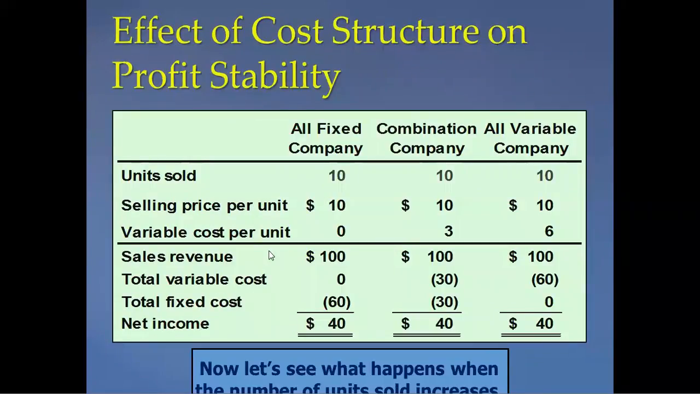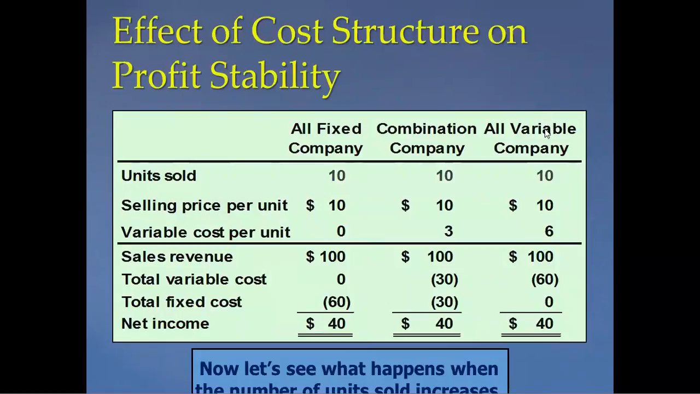Okay, so this example just kind of tells us this is a company that has all fixed cost. This is a company that has all variable cost. And this is a company that has a combination of the two. So notice that they all sell 10 tickets. Selling price is $10 each for all of them. And since this company here has no variable cost, it's all fixed cost, variable cost per unit is going to be 0.